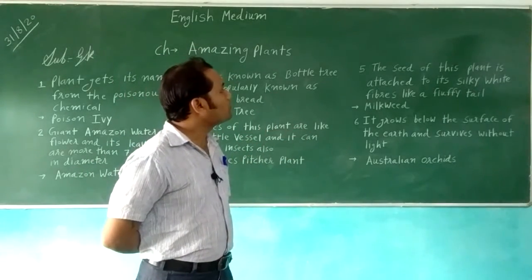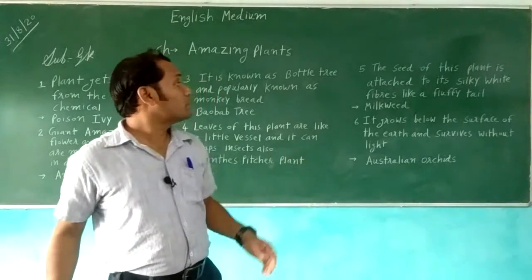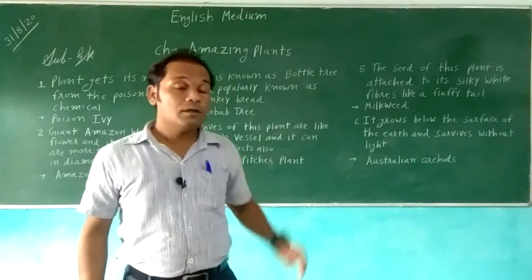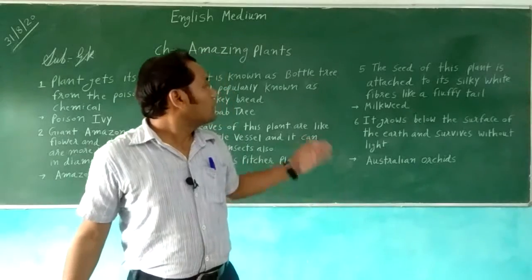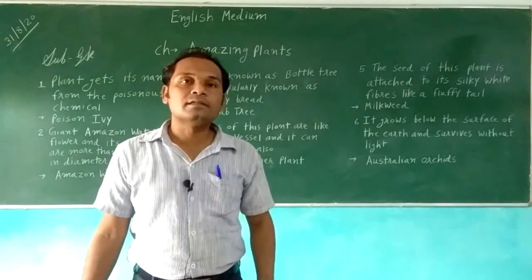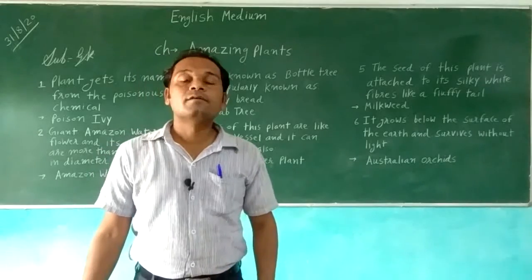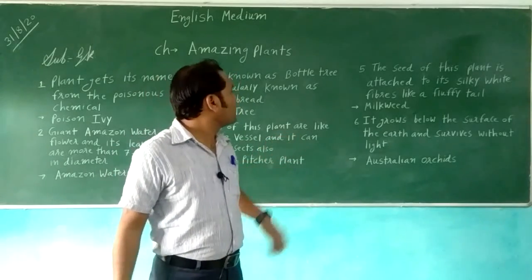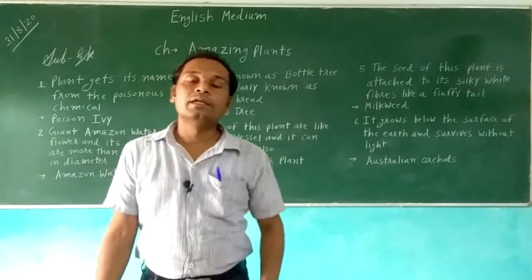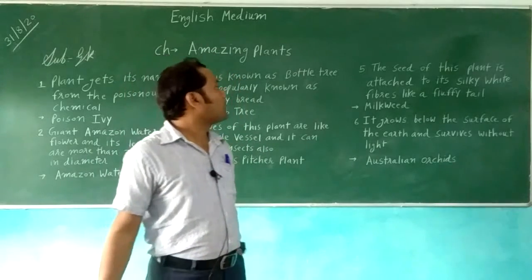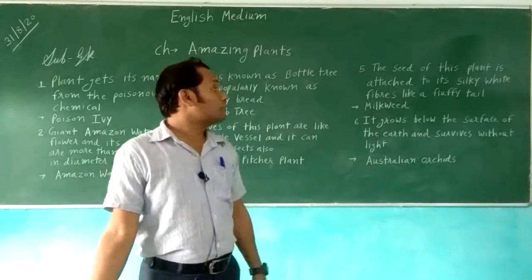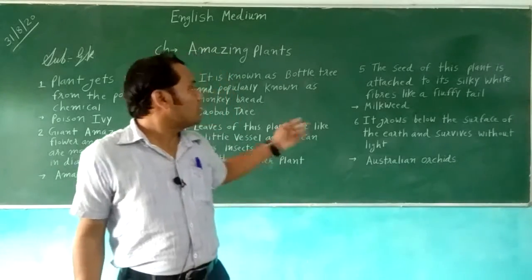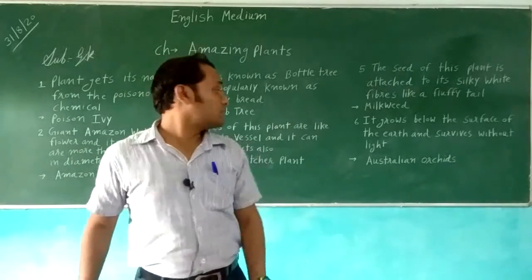Furthermore, a different kind of plant is there. The seed of this plant is attached to silky white fibers like a fluffy tail. It is called milkweed. So this is also one of the different plants.